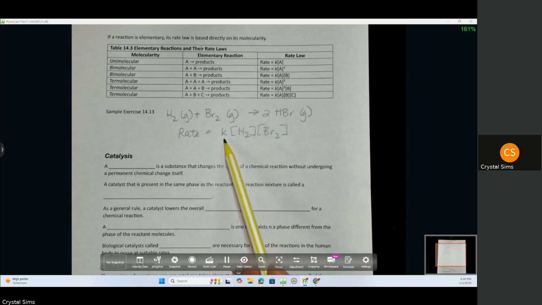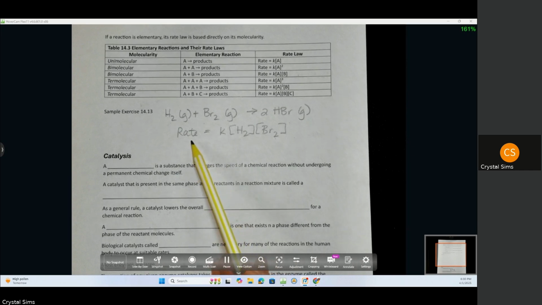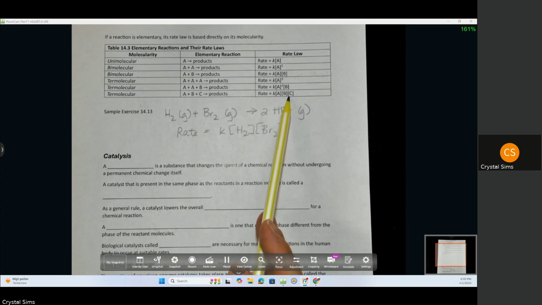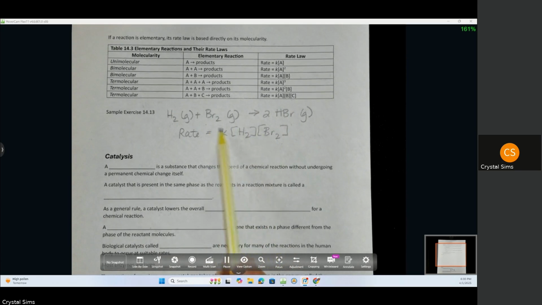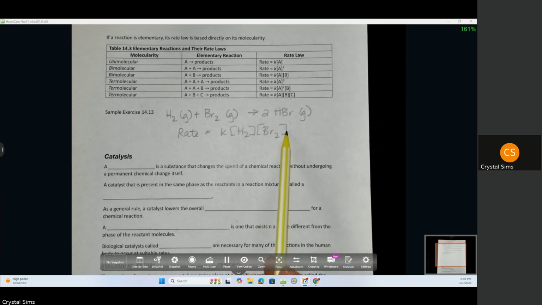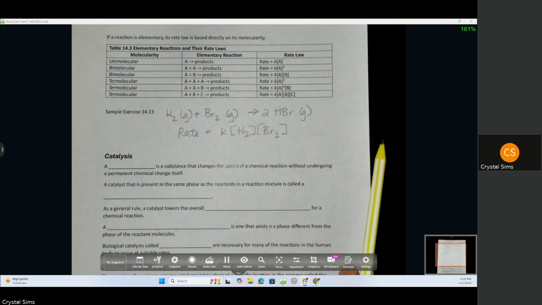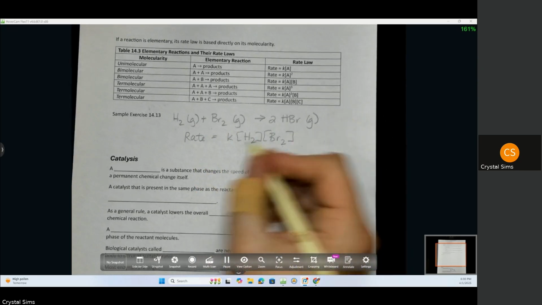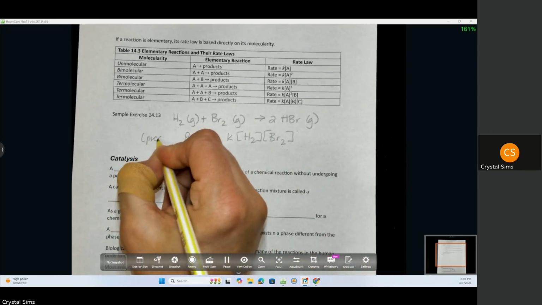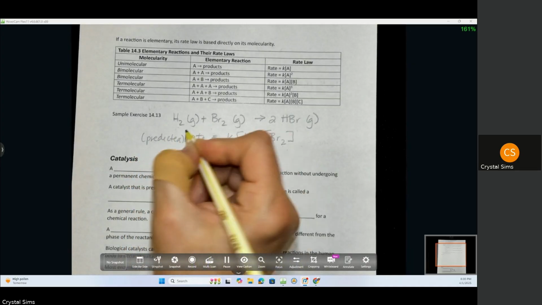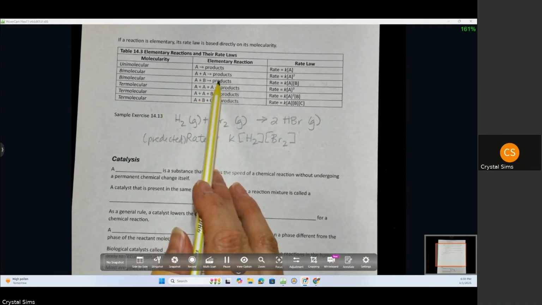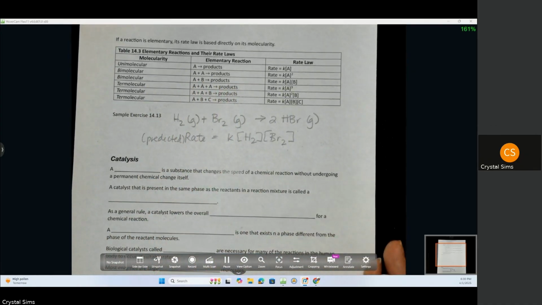Okay. Now, you have no way of knowing that. So when it asks you to predict the rate law, all you're going to do is look at this table and form a prediction. Okay. You're not going to be able to know the actual one unless you're given data to determine that, and you weren't. So this is our predicted rate law based on what we know about the reactants and the products.